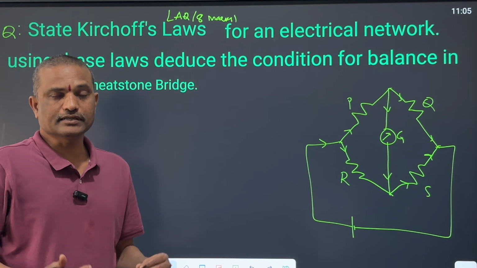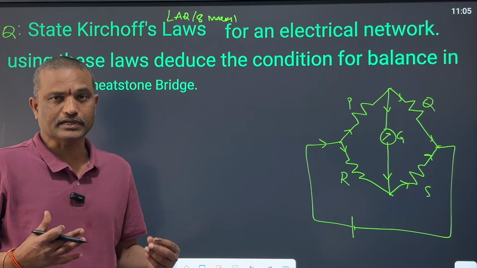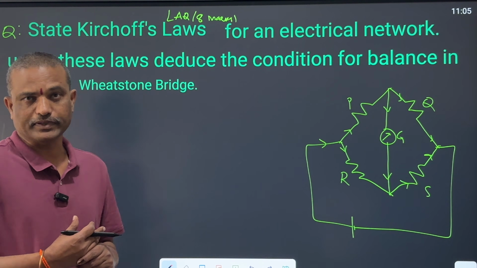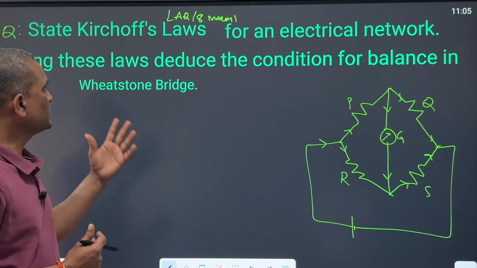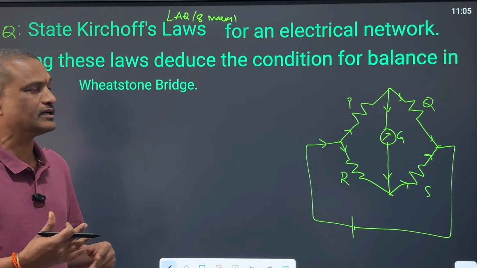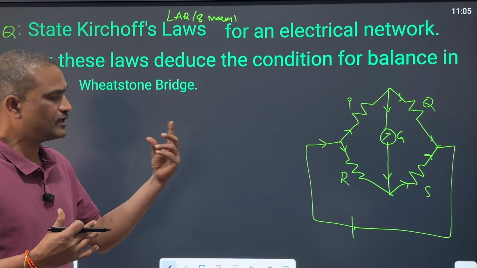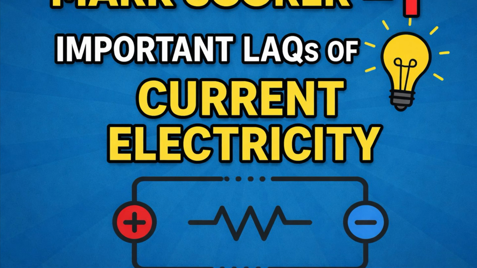My dear students, let us discuss an essay type question from current electricity, which is very, very important. In this question, there are two parts. One is give the statement of Kirchhoff's laws for a given network and obtain the balancing condition for a Wheatstone bridge.